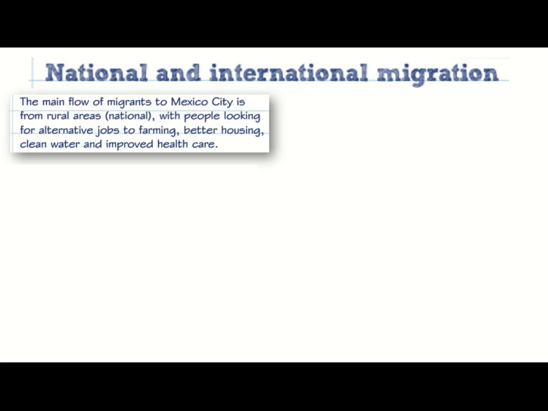So national and international migration, again, mirroring what we've covered for Norwich, but looking at the Mexico-based example. This tells you where people in Mexico are moving from, and it's mostly national. Okay, rural to urban migration is the huge factor there because of that number of people looking for better work, better housing, access to water, healthcare, etc.